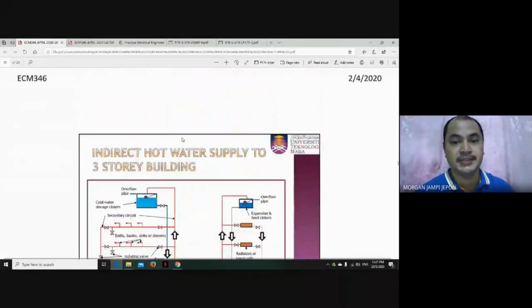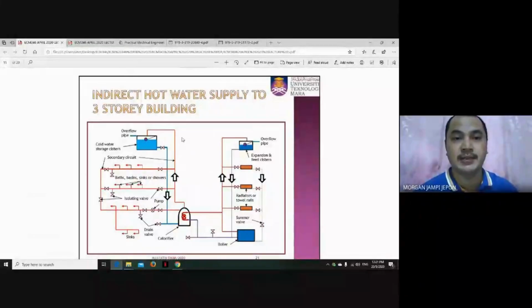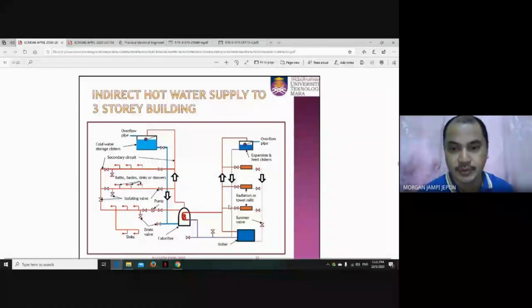And this one is the indirect hot water supply to multi-story building. In this example, it's a 3-story building. Okay, so the cold water storage system supplies water to the heater as well as the boiler. Okay, and then the hot water supply goes to the kitchen, toilet, and bathroom. Okay, and part of that also goes for the indirect hot water supply.